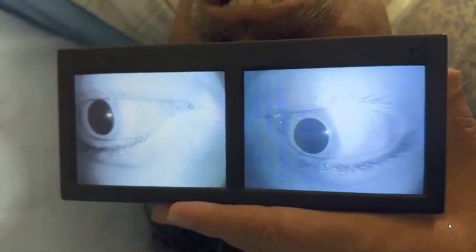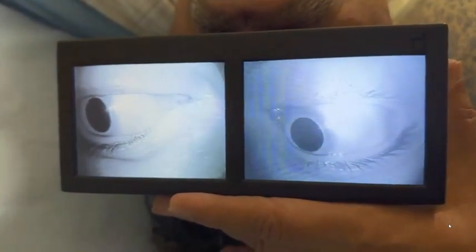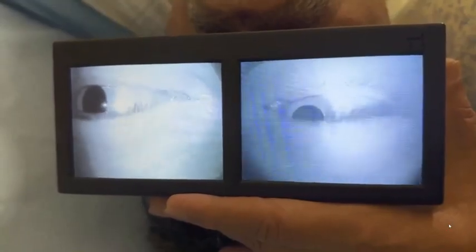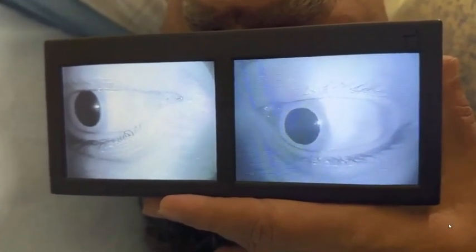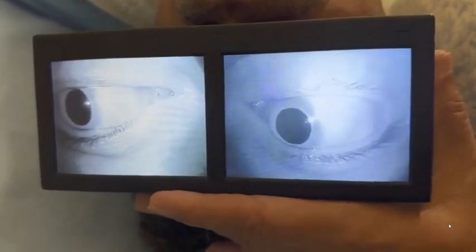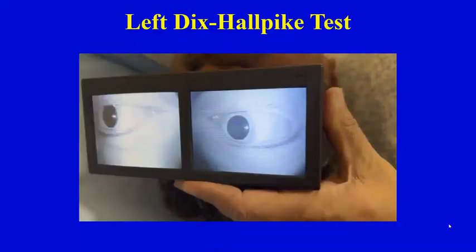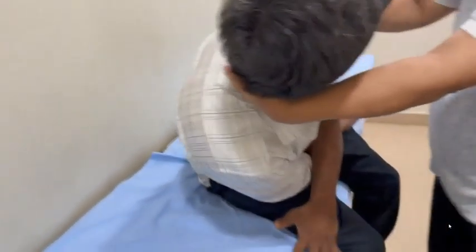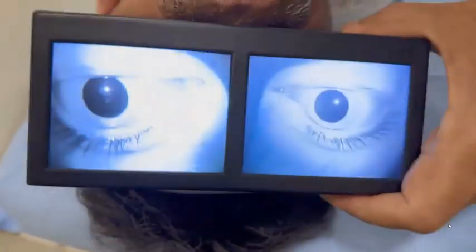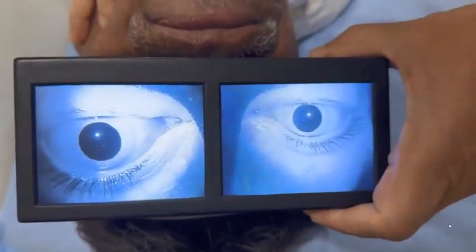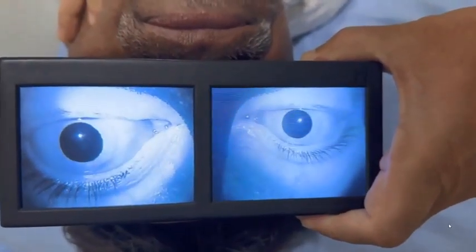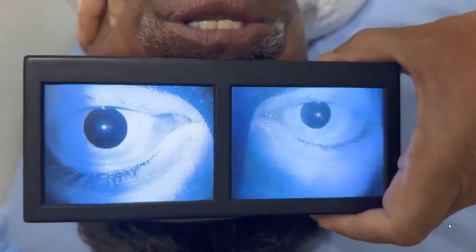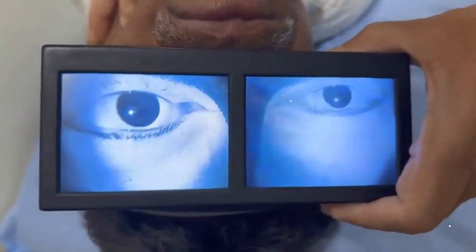But whether it is in the non-ampullary portion with partial canalith jam or not, we cannot be very sure. So what did I do? I repeated an alternative positional test for posterior semicircular canal BPPV, the side lying test. I did a right side lying test and after a nystagmus latency of 8 seconds, this gentleman evokes a right torsional upbeating typical crescendo decrescendo positional nystagmus lasting less than a minute.